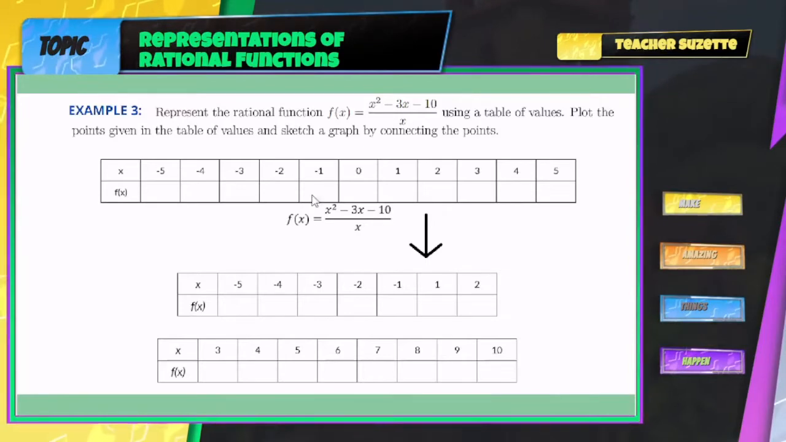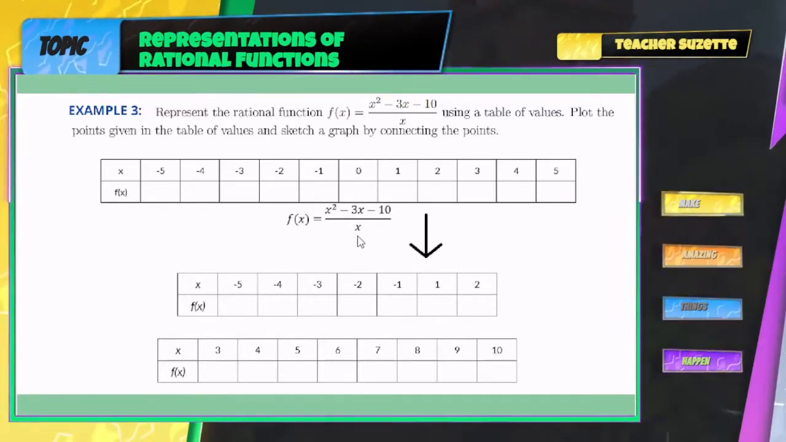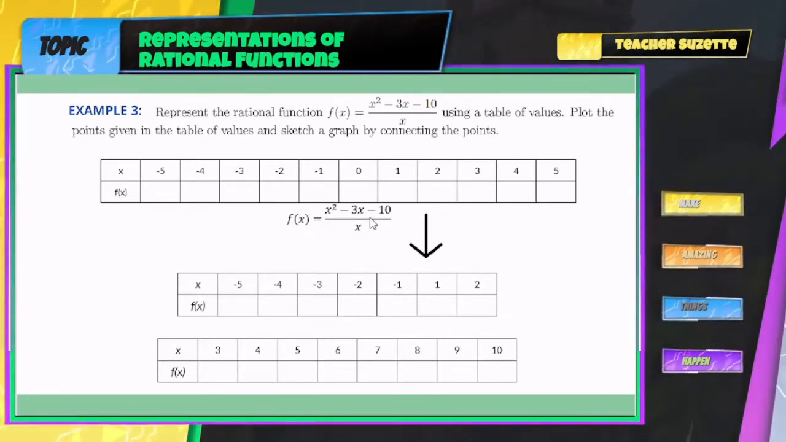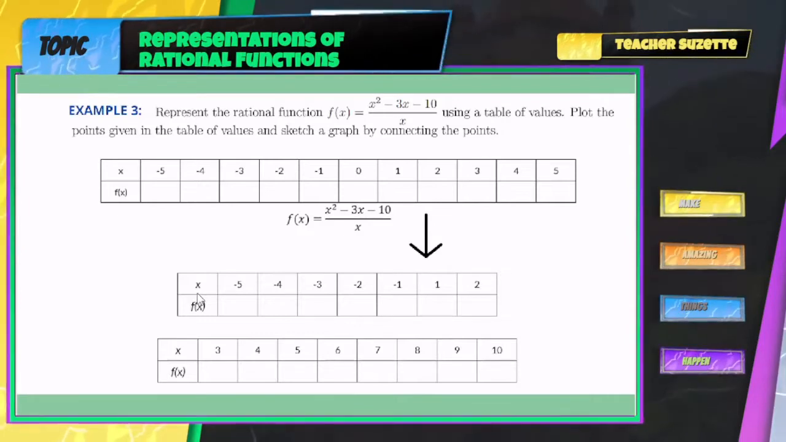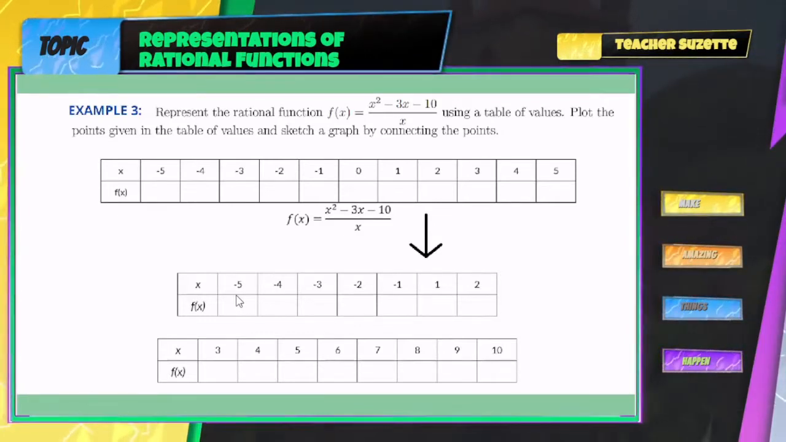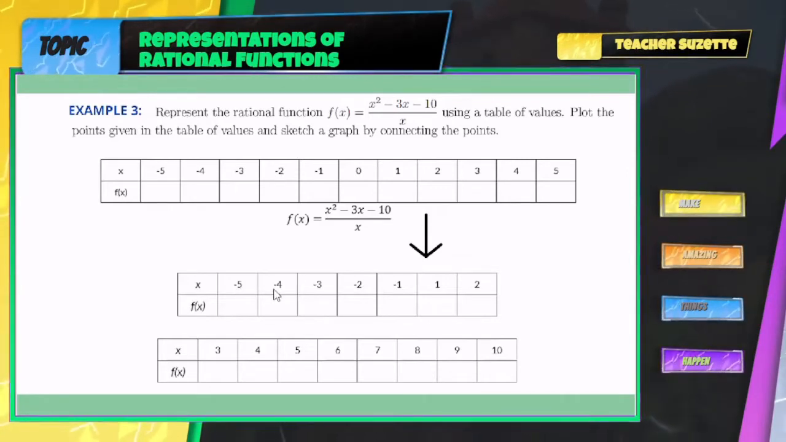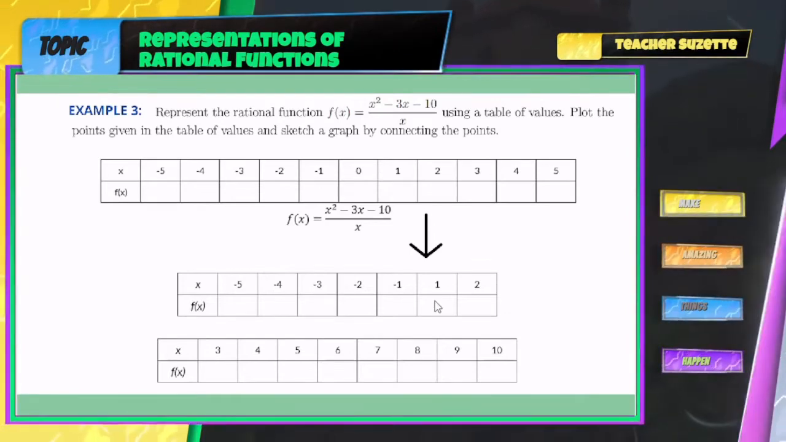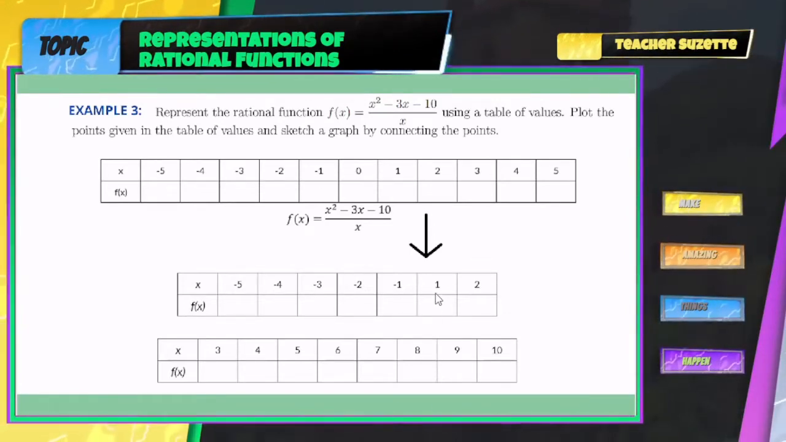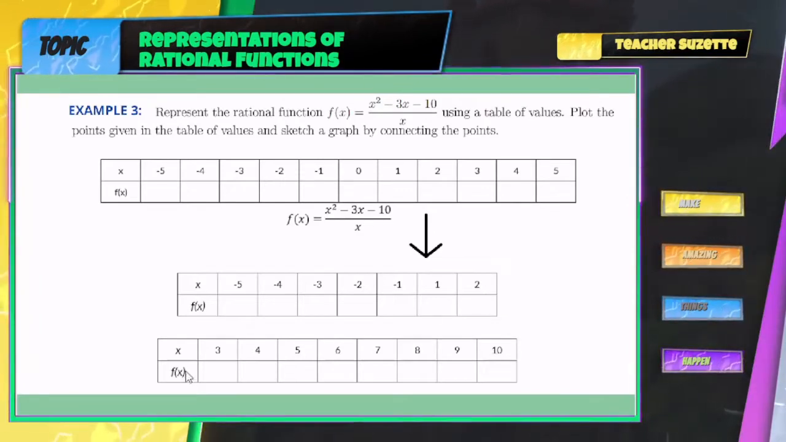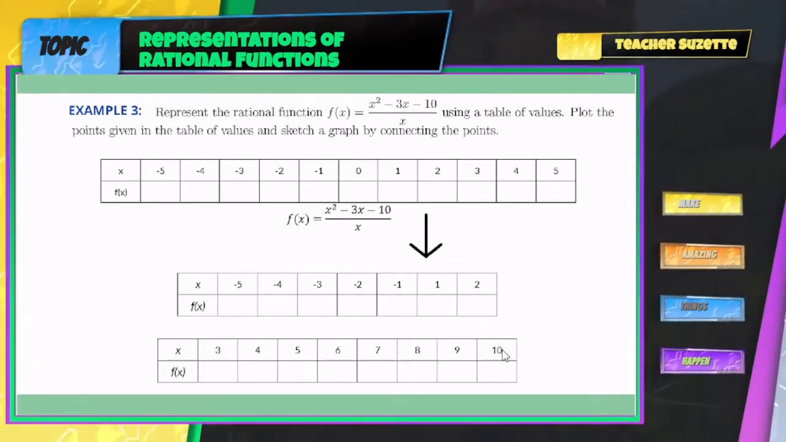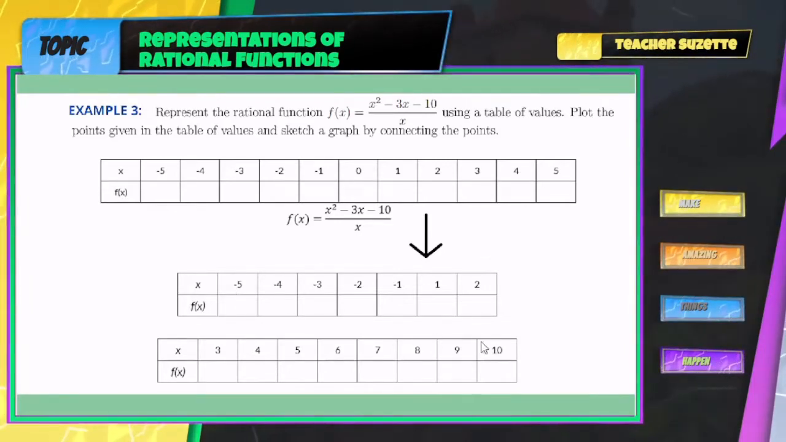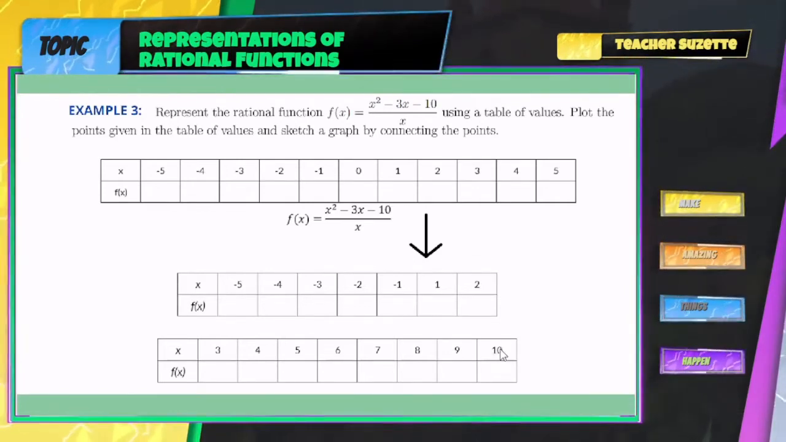So when you plug in 0 to your function, it will make your denominator 0 and will lead to an undefined function. So that is why you will have a new table of values wherein for some values of x from negative 5 to negative 1, it will skip the 0 value where your x is equal to 0. Then continue from 1 to 2, then it will increase to 10. So our x here is from negative 5 to positive 10 except 0.